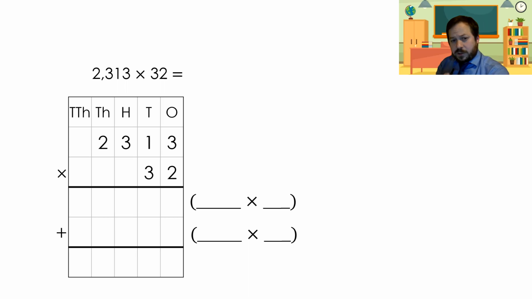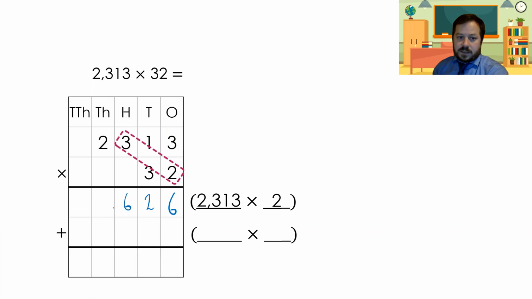So in this case, we've got two parts to what we're doing. The first part is the top number, 2,313, times by the ones, the bottom number, and that's a 2. So let's do that first. 2 times 3 is 6. Then we do 2 times 1. 2 times 1 is 2. Then 2 times 3 again, which is 6. And then 2 times 2, which is 4.